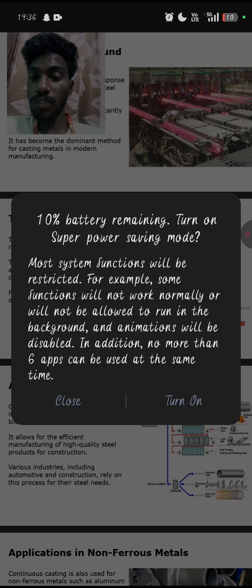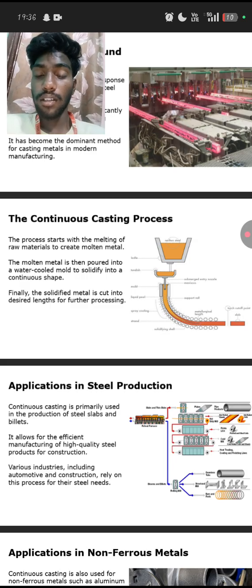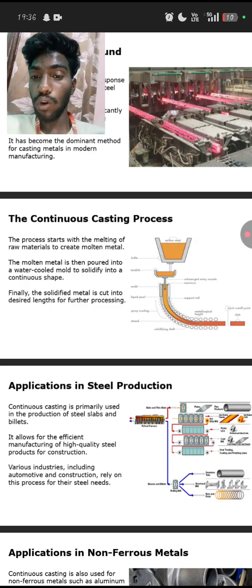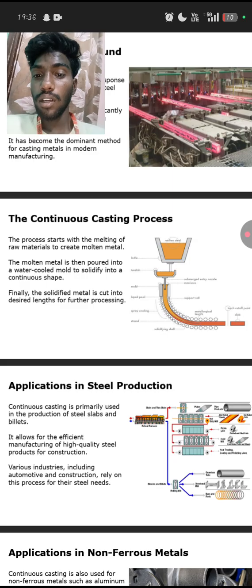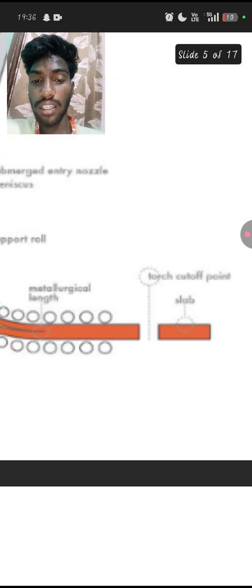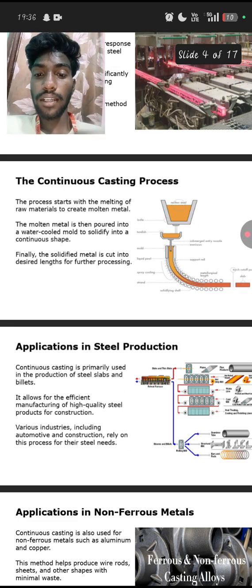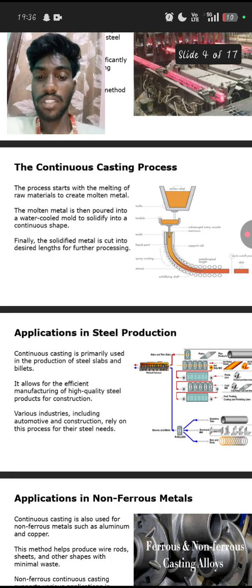The process starts with melting of raw materials to create a molten metal. The molten metal is poured into a water cooled mold in a continuous shape. Finally, the solidified metal is cut into desired lengths. As we can see here, the metal is cut into desired length for further processing.